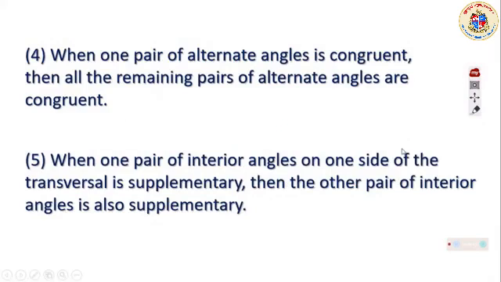When one pair of alternate angles is congruent, then all remaining pairs of alternate angles are congruent. In the same way, when one pair of interior angles on one side of the transversal is supplementary, naturally the other pair of interior angles is also supplementary. Okay, we'll move ahead.